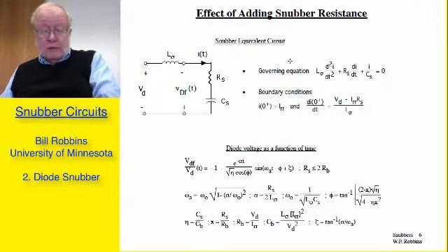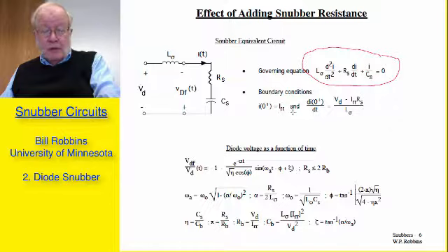We can reduce the voltage even more by adding a finite snubber resistance. In that case, we have an RLC circuit that I'm showing here. The governing equation is derived here for the inductor current. The boundary conditions are nearly the same. The current flowing at t equal to 0 is the reverse recovery current. The rate of change of current at t equal to 0 is V sub D minus IRR times RS over the stray inductance.